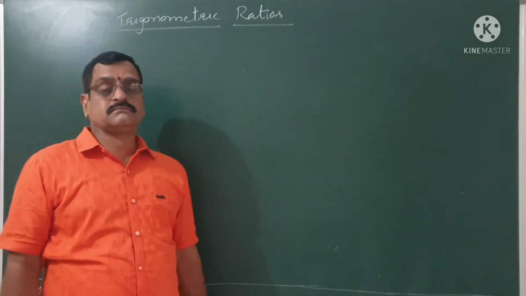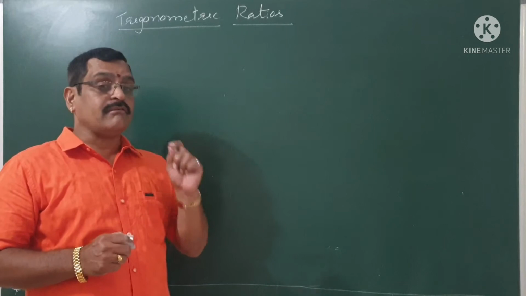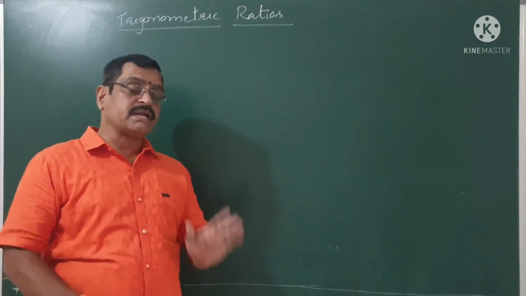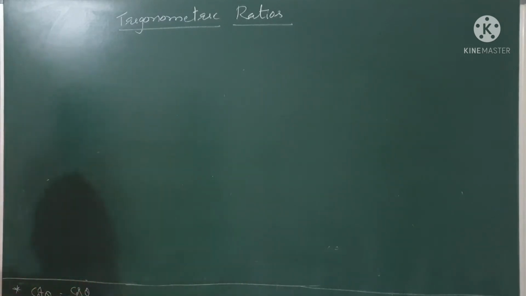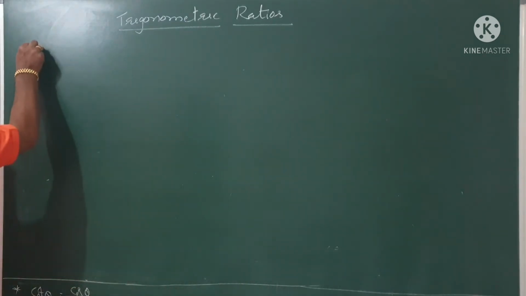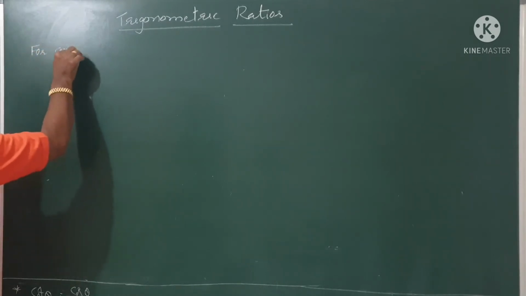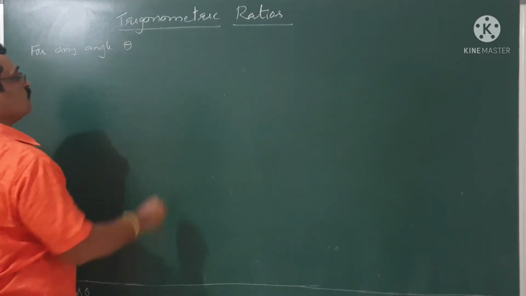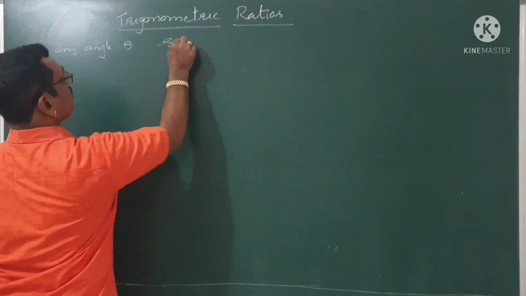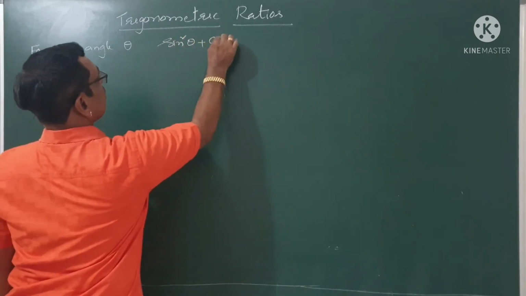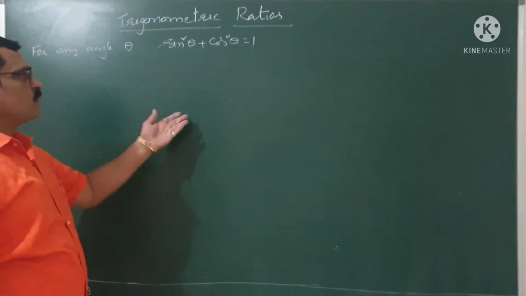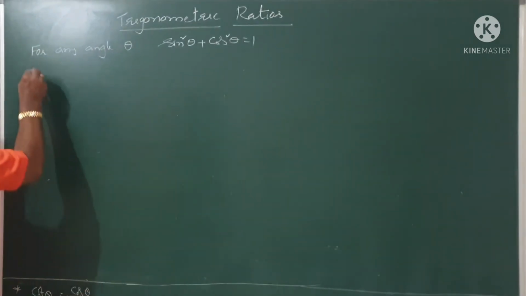Next one is one more very important, famous, well-known trigonometric identity. What is that? In any triangle, for any angle theta, we have sin square theta plus cos square theta is equal to 1. Now, the proof is very simple. Proof.